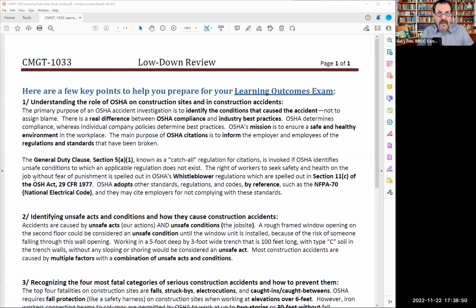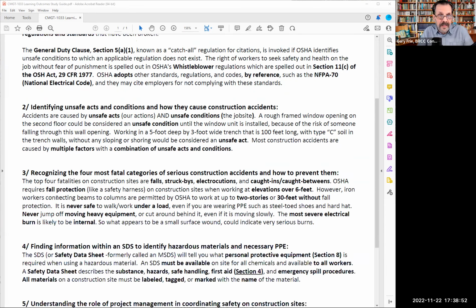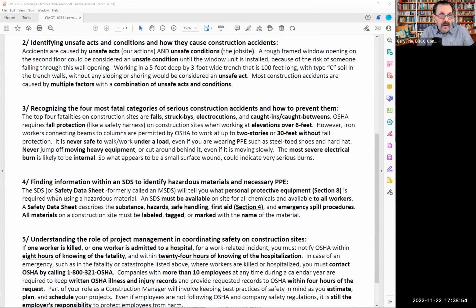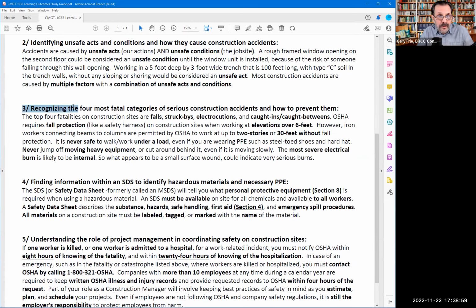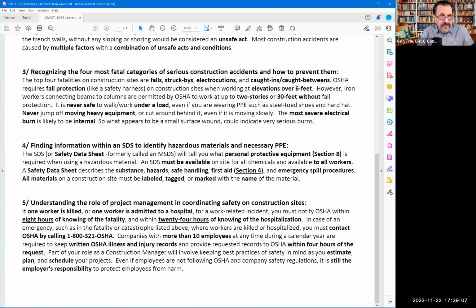Okay, so here we are. It's the same document. I guess I put some more boldface in there. That helps a little bit. Oh, and numbers, that's useful. So I definitely went to an older version here. In section 4, finding information within a safety data sheet to identify. Okay, so yes, section 8.